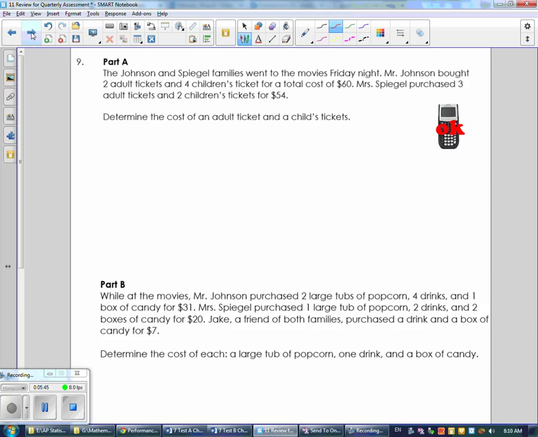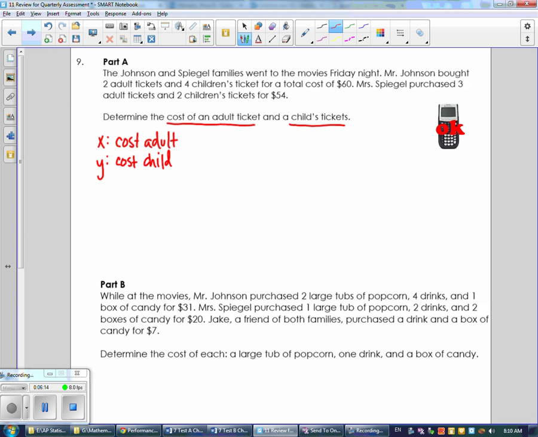So before we do anything, we have to set up an equation or a system of equations to represent this situation. And since I'm going to be using variables, I want to make sure that I define my variables. If I think about it, I'm trying to find the cost of an adult ticket and the cost of a child's ticket. So I'm going to let x represent the cost for an adult, and I'm going to let y represent the cost of a child.